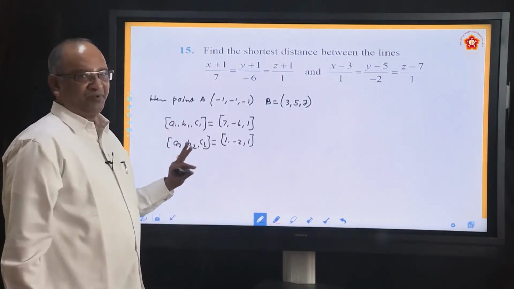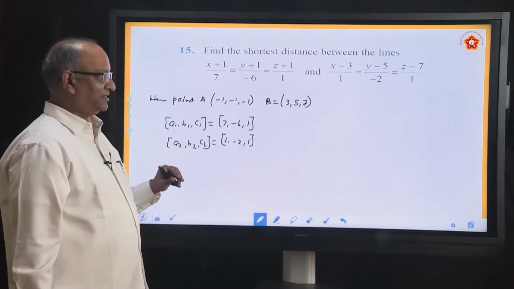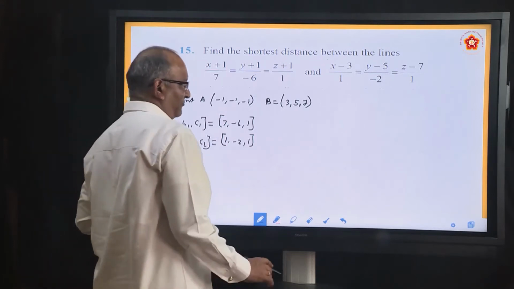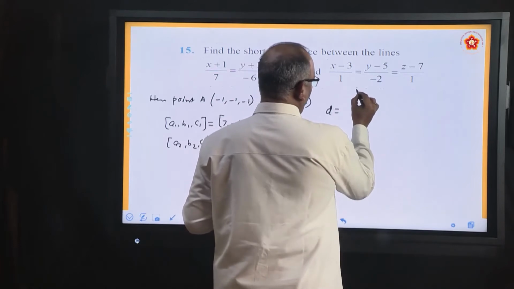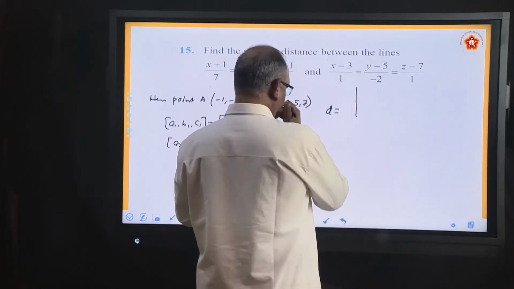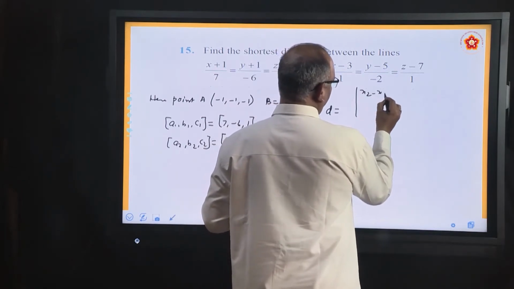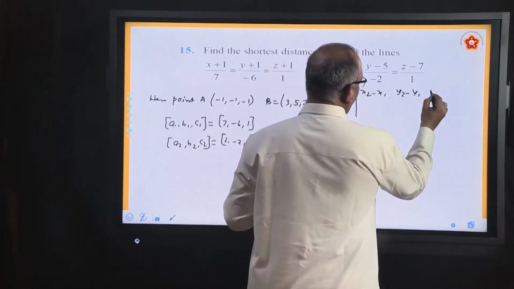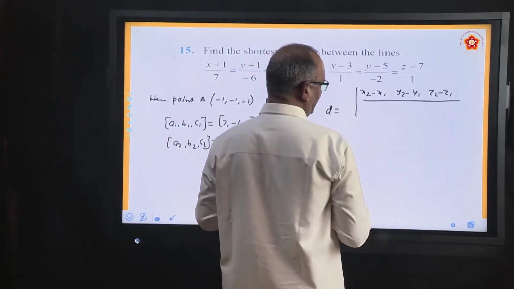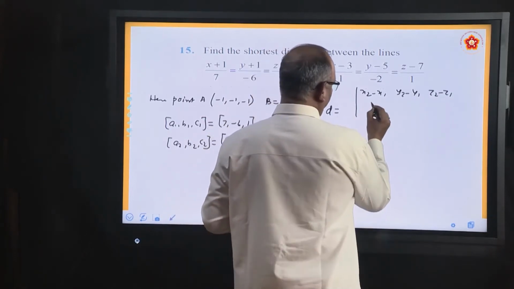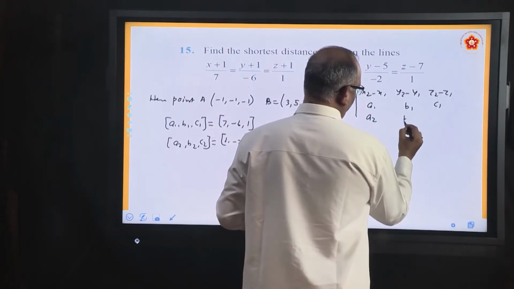Once again, we have found out the points as well as direction ratios. Apply the formula. The formula is a little bigger. What is the formula? D equals the determinant of x2 minus x1, y2 minus y1, z2 minus z1, over A1 B1 C1, A2 B2 C2.